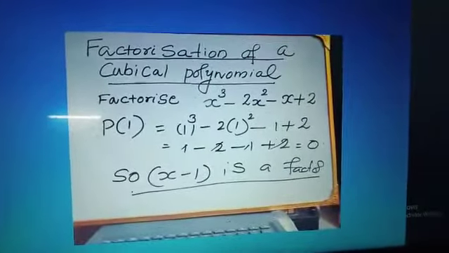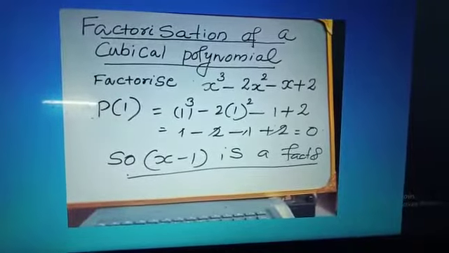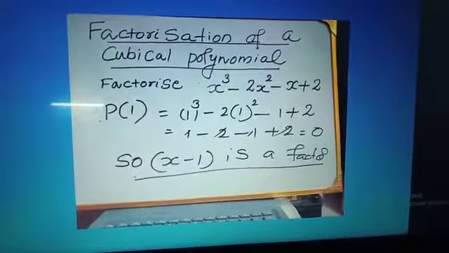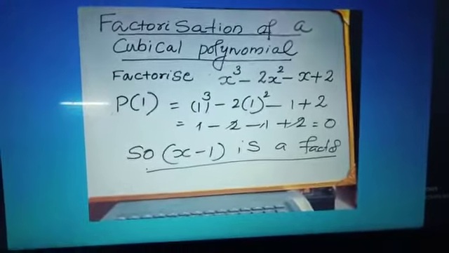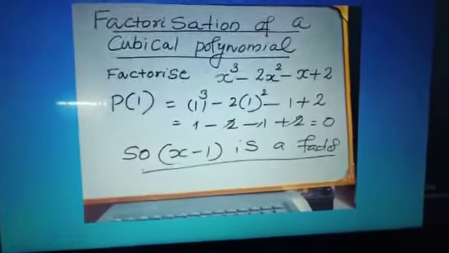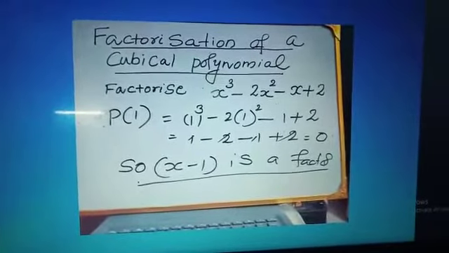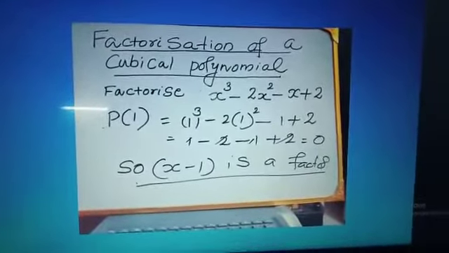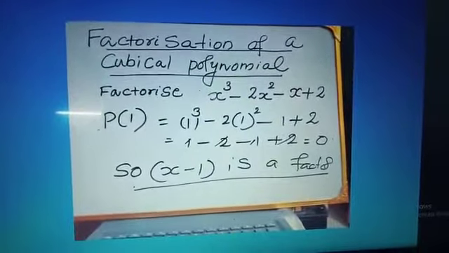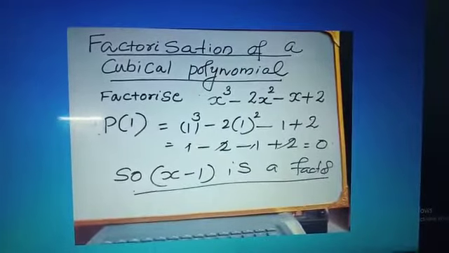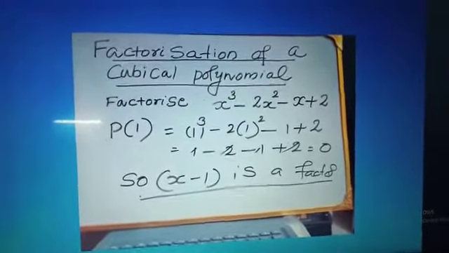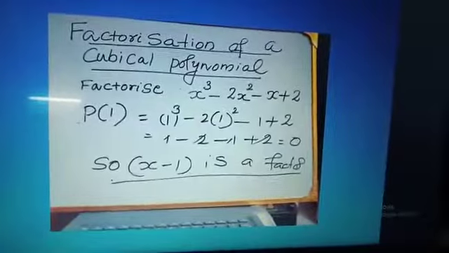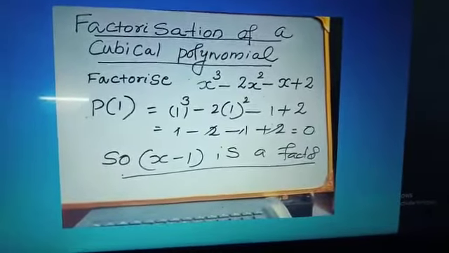Factorization of the cubical polynomial x cube minus 2x square minus x plus 2. It is not an identity. But how will you solve it? Here we have to apply our remainder theorem. What is the remainder theorem? When any polynomial is divided by a linear polynomial and the remainder is 0, you can tell that the linear polynomial is a factor.